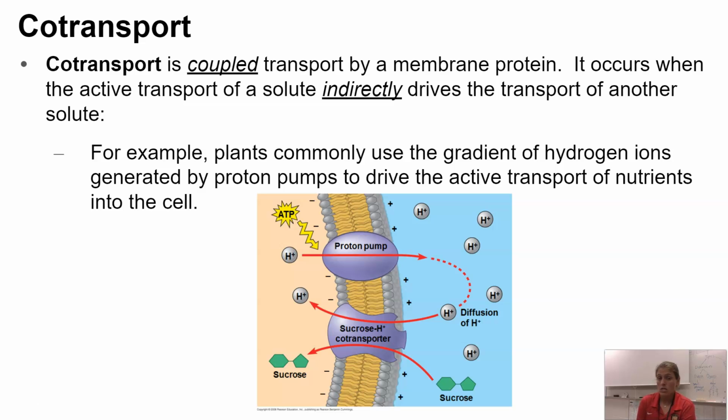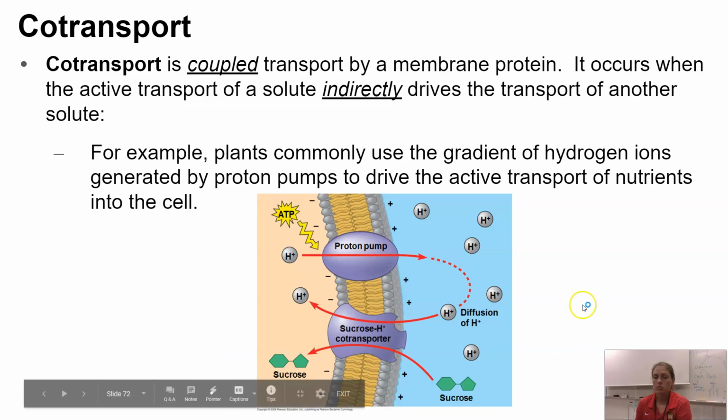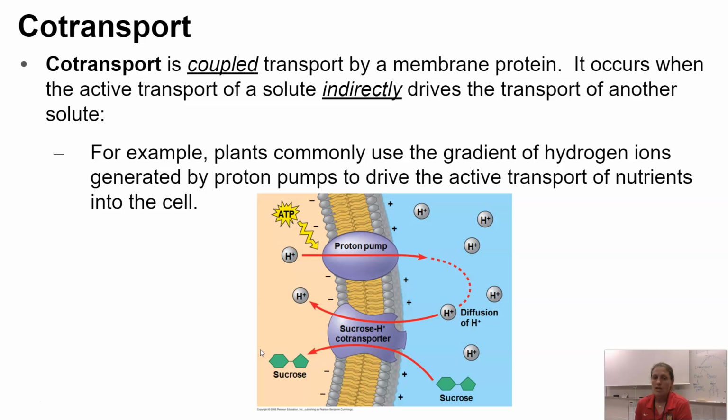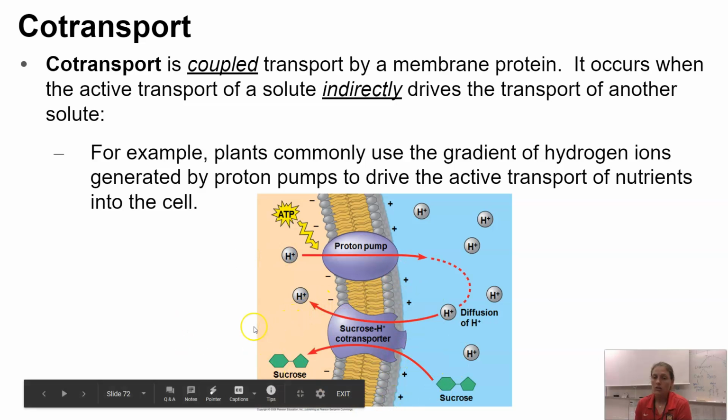We will also see something that looks very similar to this when we talk about the mitochondria, that this proton pump is actually generating this gradient to allow something called ATP synthase to actually create ATP. So that's a little preview of something that's coming next unit.